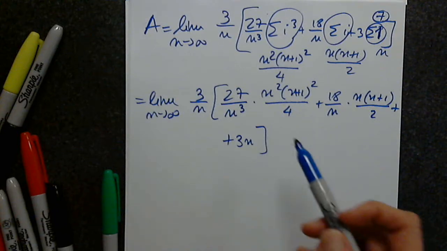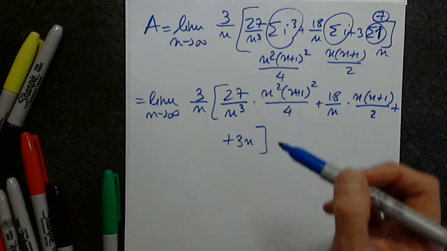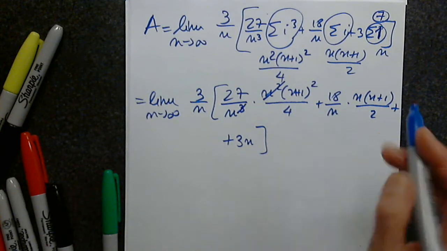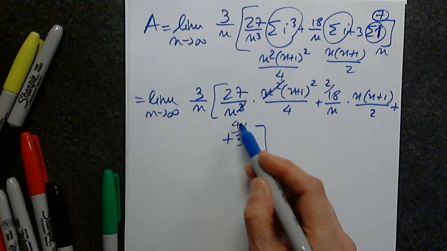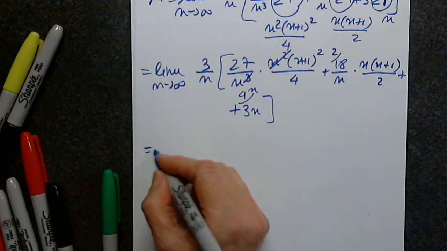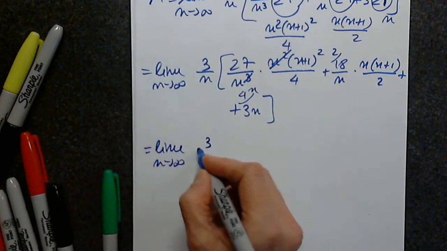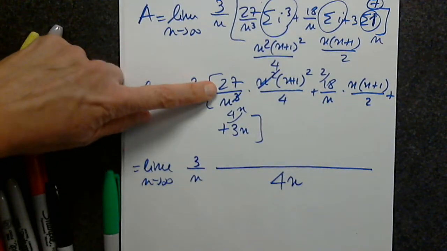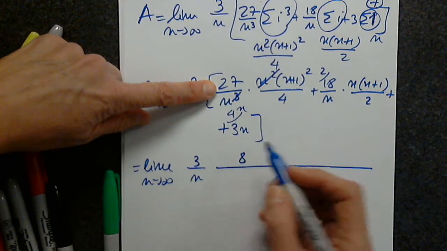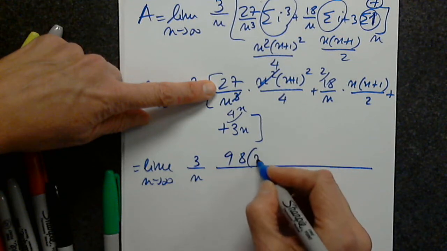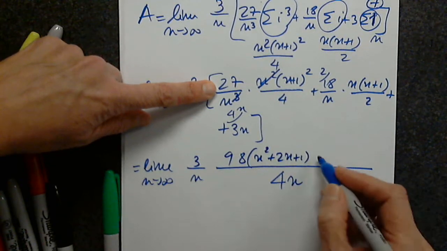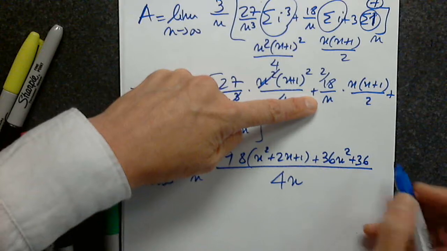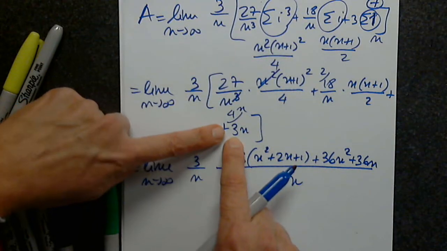Let's see if I can get rid of this 4. I can't with 27, but I will get rid of the 2. So the least common denominator will be 4. This is 2, so it needs a 2, and this is a 4n. So this is the limit as n approaches infinity of 3 over 4n. So I have 27 times 4 with n squared, 2n plus 1, plus 36 n squared plus 36 n, and plus 12n squared.